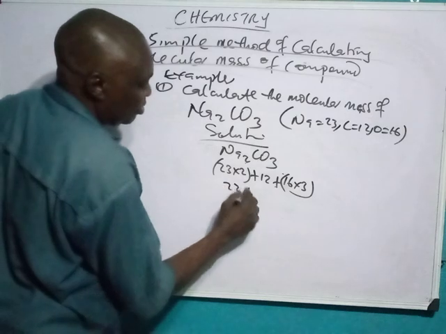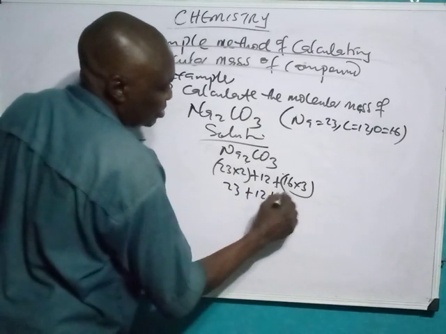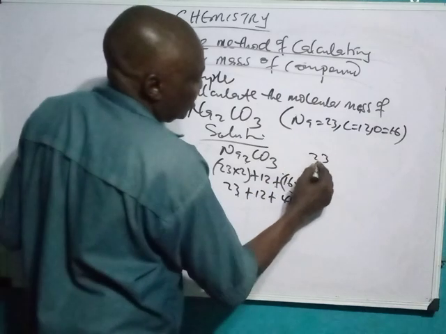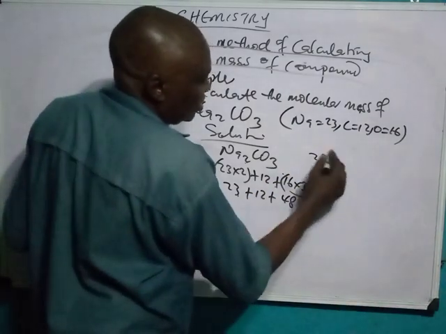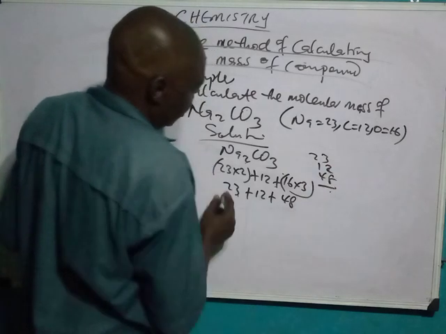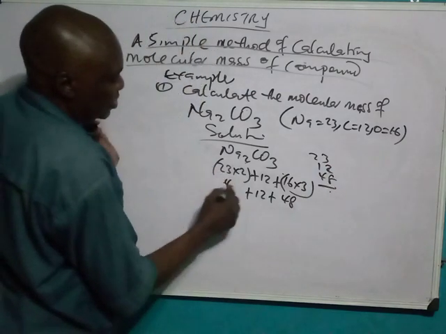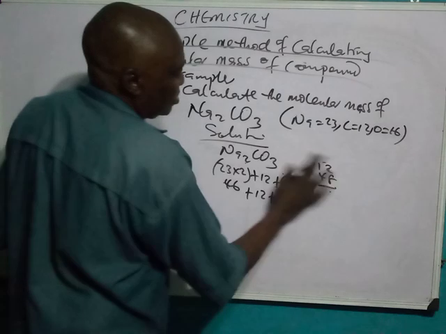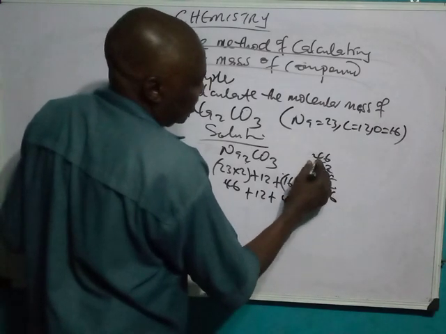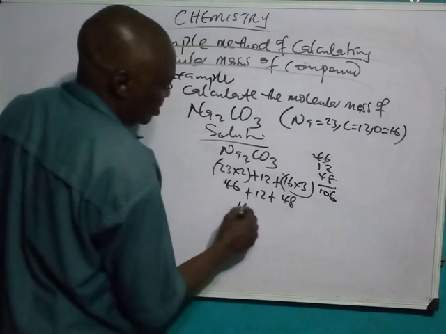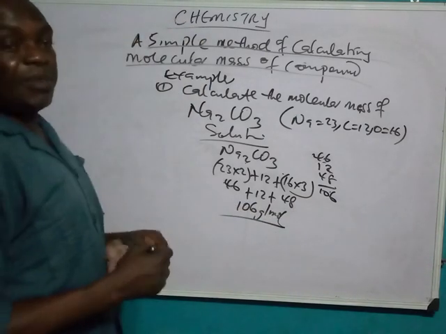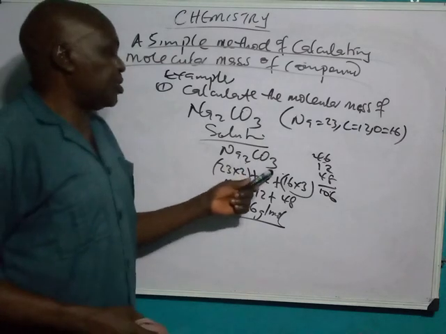So this is 23 plus 12 plus 48. You add them. 23, 12, 48. Sorry, this is not 23. This is 46, 23 times 2. So this one gives you 106 gram per mole. So that's the molecular mass of sodium carbonate.